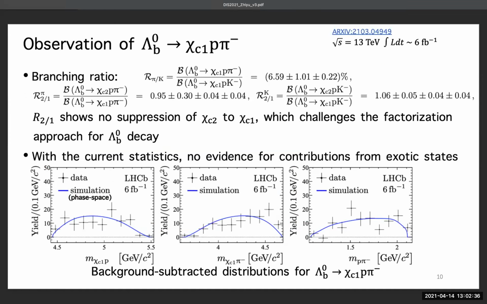We measured the ratio of branching fractions between Xi c1 p chi and p pi, and also the ratio of lambda b decay to Xi c2 and Xi c1 for both p pi and p chi modes. Here the so-called R2/1 shows no suppression of Xi c2 relative to Xi c1, which challenges the factorization approach for lambda b decay. With limited statistics so far, there is no evidence for contributions from exotic states in the Xi c1 p spectrum.